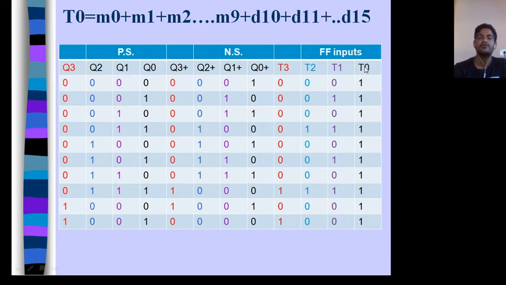Now, with the help of the excitation table, you will determine the values of T3, T2, T1 and T0. You know, in mod 10 the maximum state is 9, and to represent 9 we require 4 flip-flops. So I am taking Q3, Q2, Q1, Q0, whose inputs are T3, T2, T1, T0.